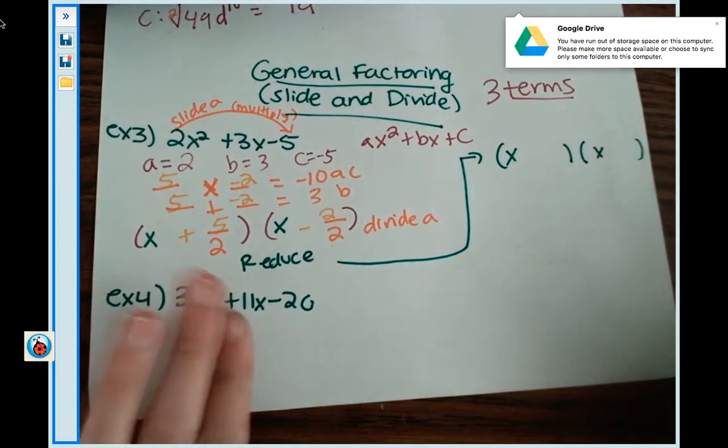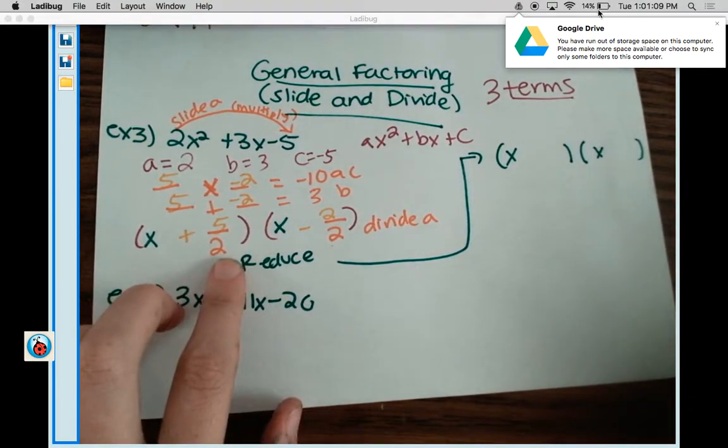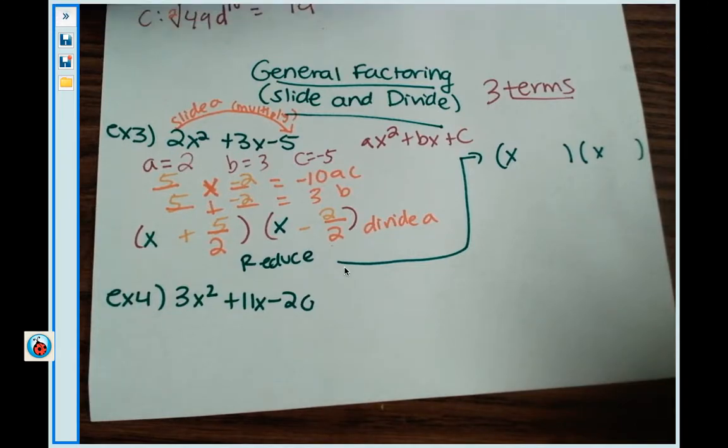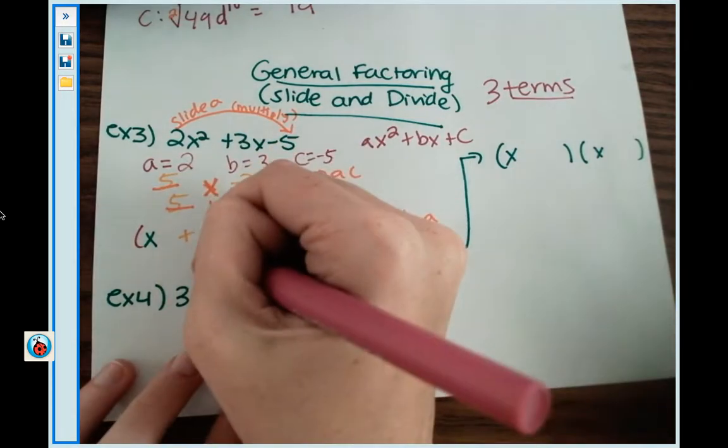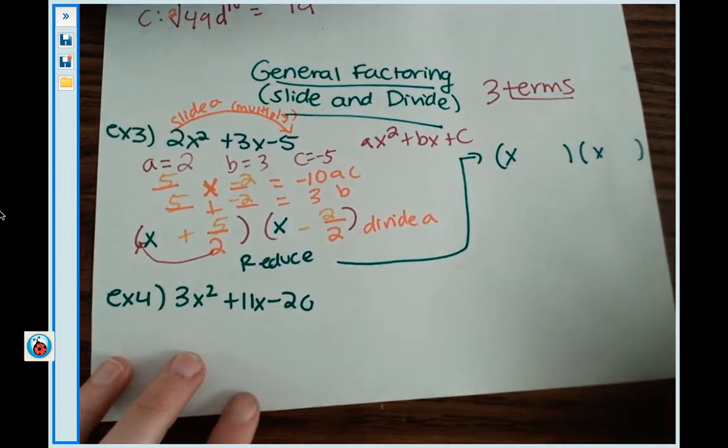Okay, so I cannot reduce down 5 over 2. 5 over 2 is just 5 halves. Now, typically when we factor, you guys, we usually don't leave a fraction in our parentheses. This is not wrong, okay, but usually we don't see fractions in factored form. So there's a way around that. What we can do, we can move this 2 in front of the x, and it means the same thing.